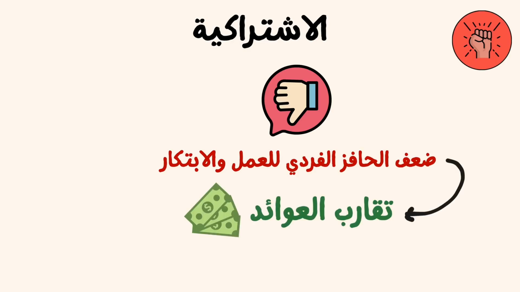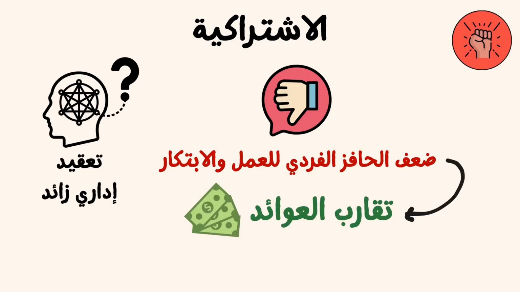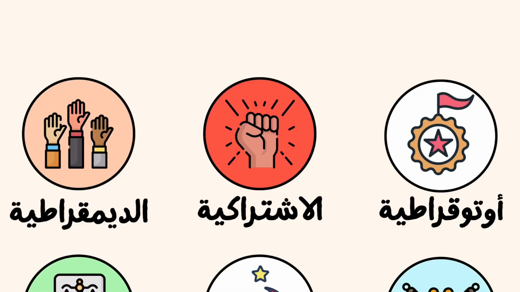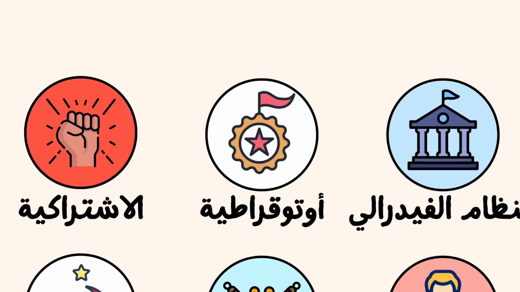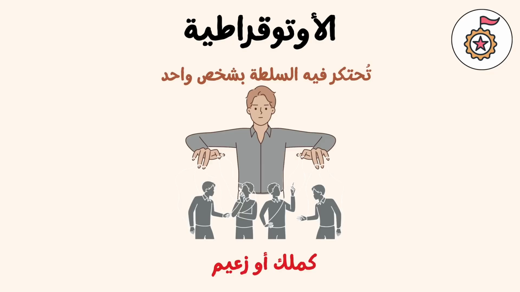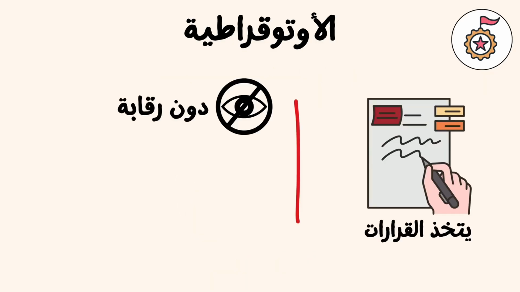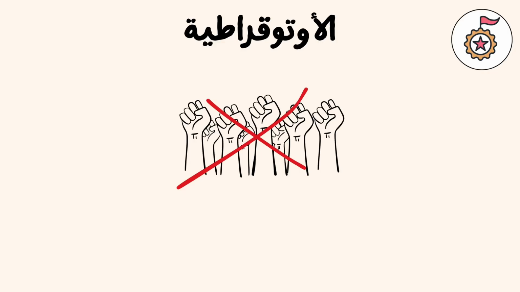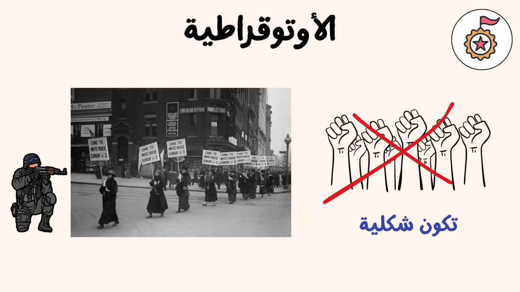Its drawbacks include weak personal motivation to work and innovate due to similar incomes, as well as excessive administrative complexity that slows progress. Autocracy is a system where power is monopolized by a single person, like a king or leader who makes decisions without oversight or public participation.